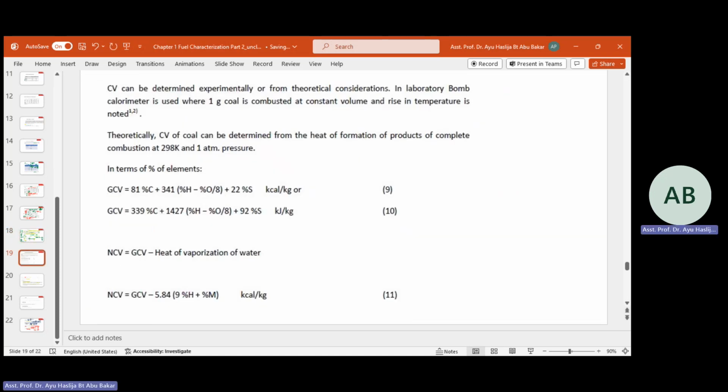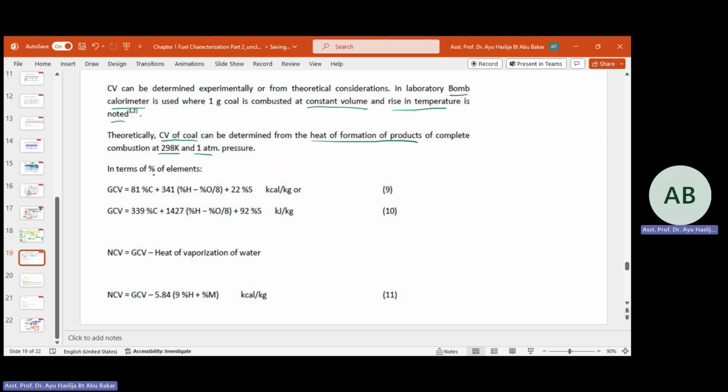Now, how CV can be determined experimentally is using a bomb calorimeter in the lab. They have specific equipment to identify the CV. 1 gram of coal is combusted at constant volume and the rise in temperature is noted. From there, we can calculate the energy produced. Theoretically, CV of coal can be determined from the heat of formation of the products of complete combustion at 298 K and 1 atm.